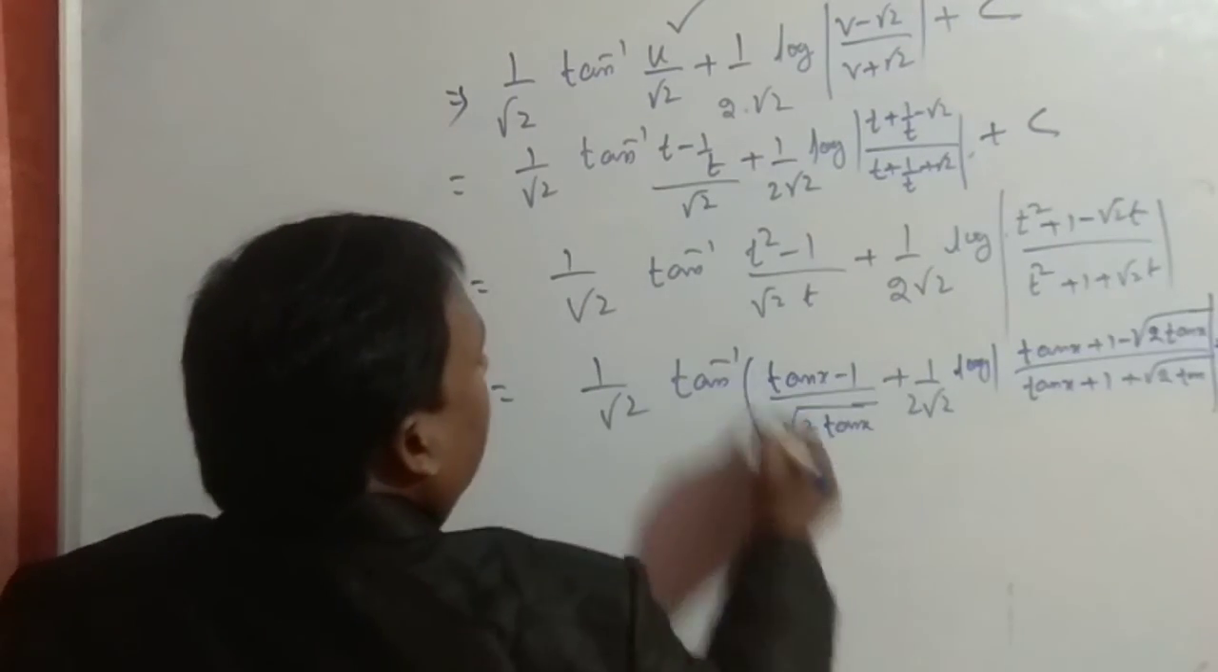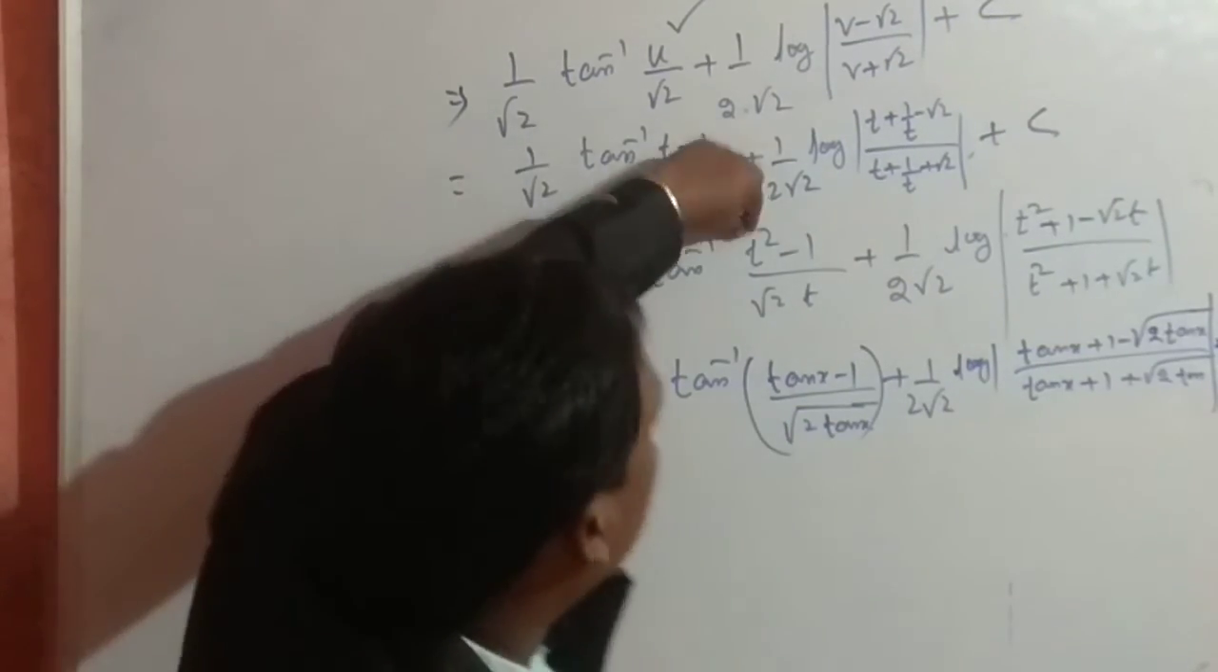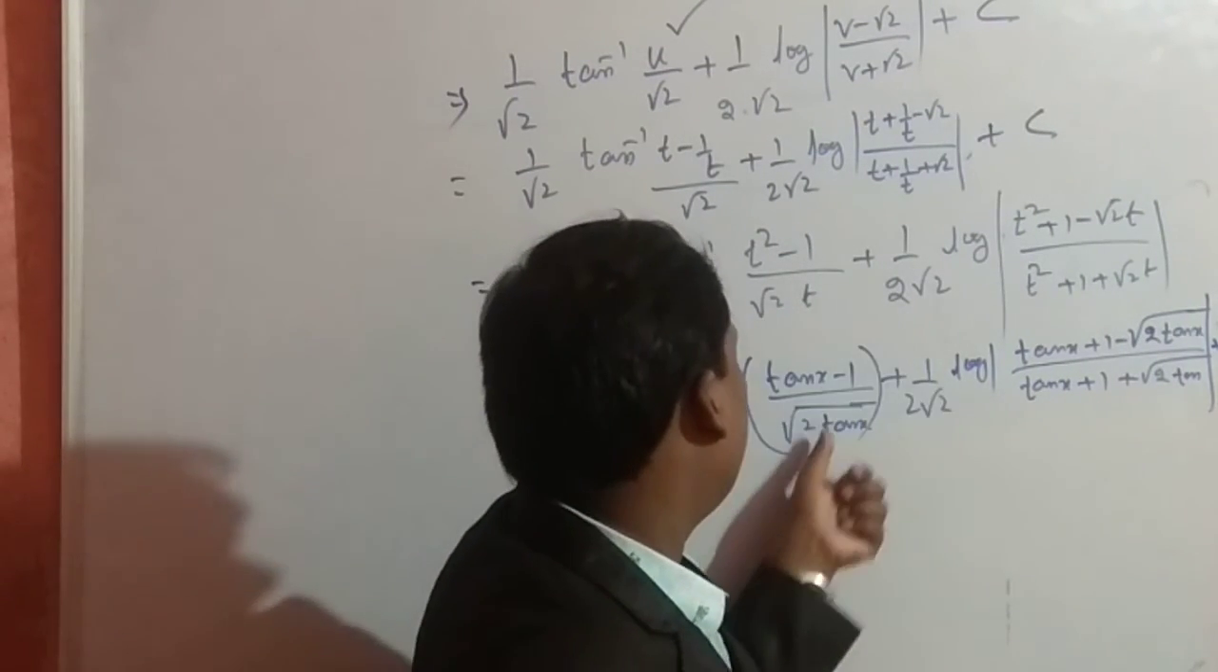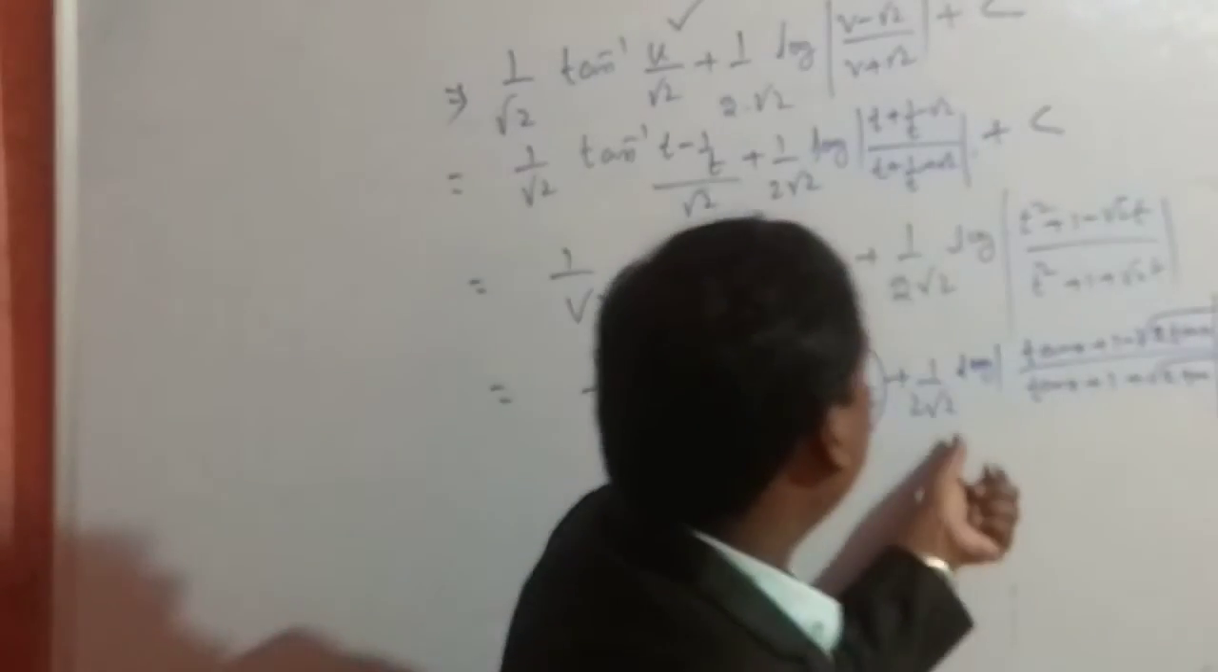Then I hope you are clear. t square I have already mentioned here as tan x, then minus 1 by square root of 2 tan x, plus 1 by 2 root 2 log.